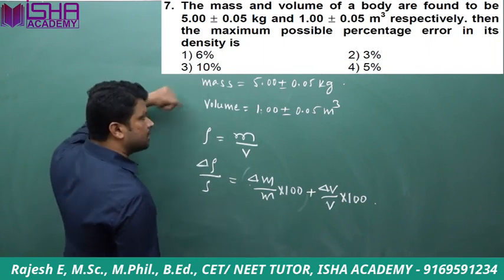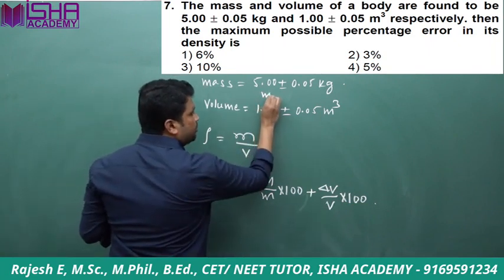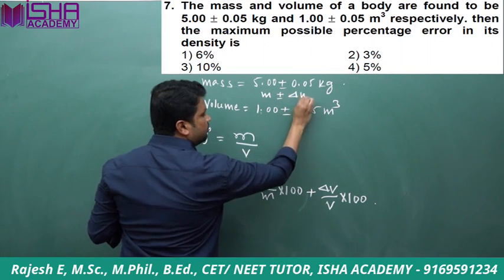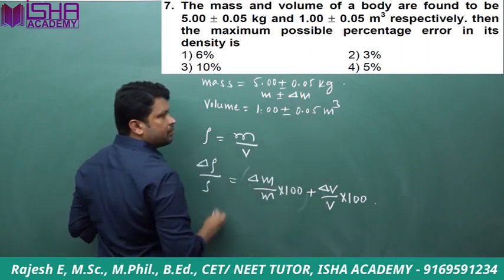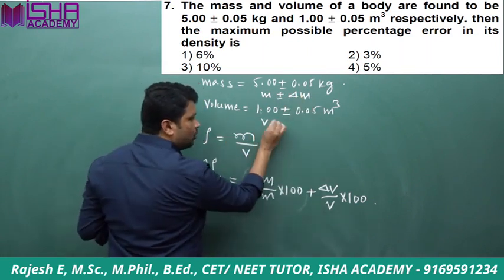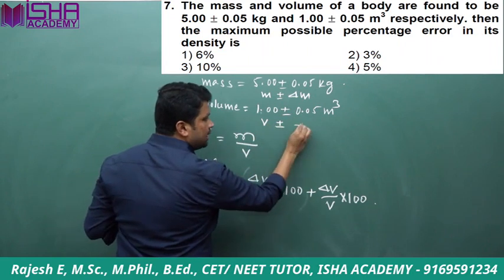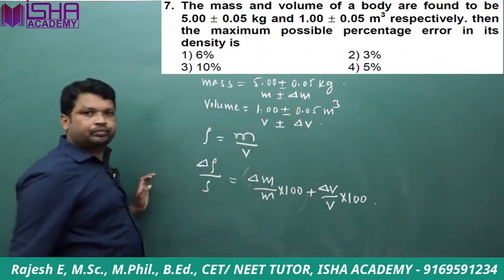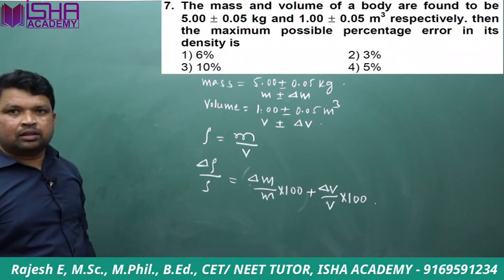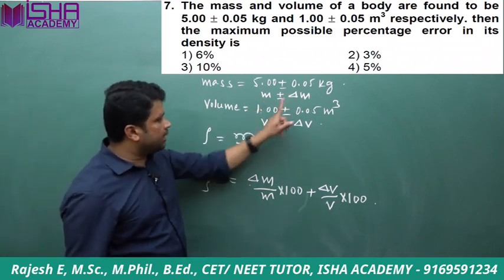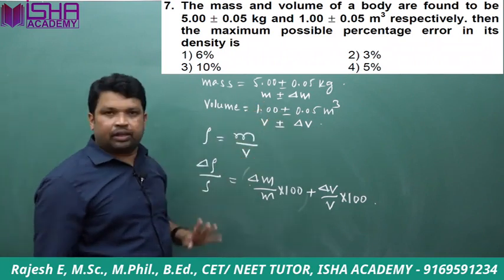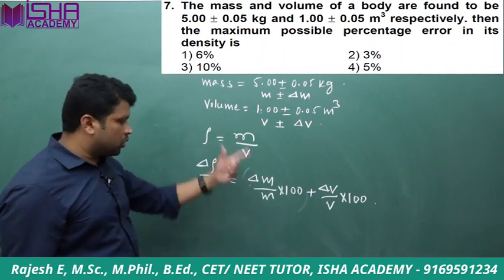See here, this is mass and this is m plus or minus delta m. This is error in mass. This is volume, and the error in volume is delta v. See this, right? We know m and delta m. We know v and delta v. How are we going to solve this?